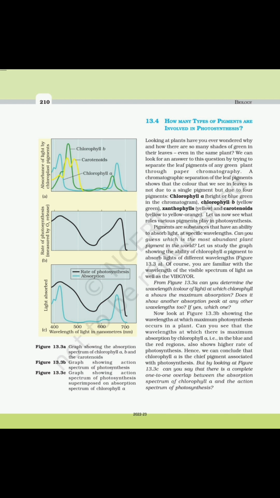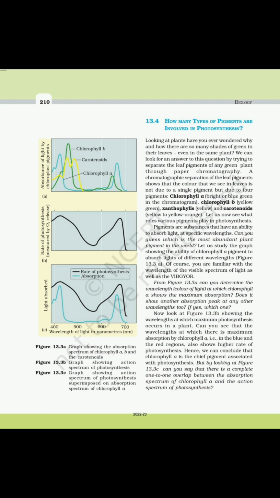Does it show another absorption peak at any other wavelengths too? If yes, which one? Now look at Figure 13.3b showing the wavelengths at which maximum photosynthesis occurs in a plant. Can you see the wavelengths at which there is maximum absorption by chlorophyll A, i.e., in the blue end? The red regions also show a higher rate of photosynthesis. Hence, we can conclude that chlorophyll A is the chief pigment associated with photosynthesis.